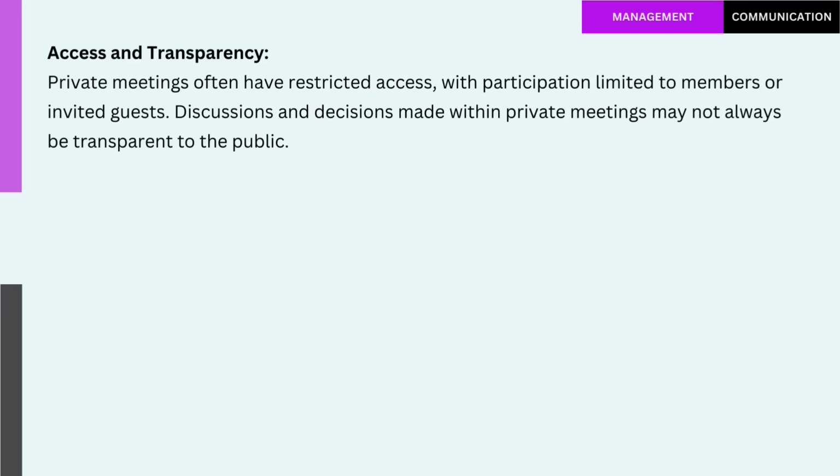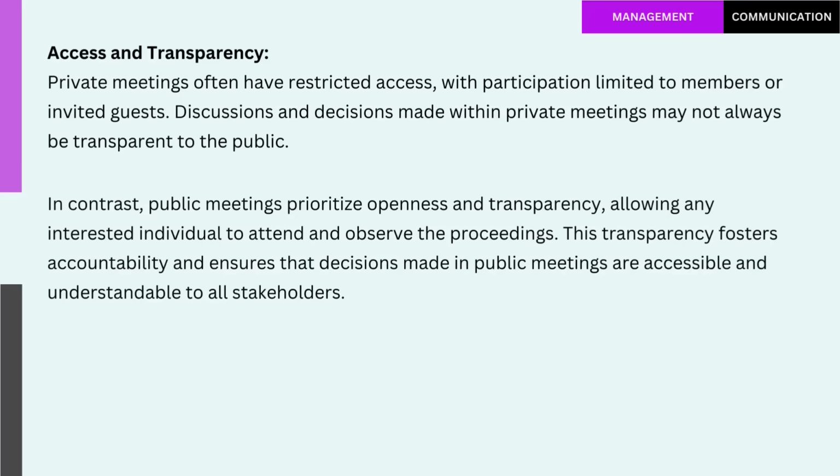3. Access and transparency. Private meetings often have restricted access, with participation limited to members or invited guests. Discussions and decisions made within private meetings may not always be transparent to the public. In contrast, public meetings prioritize openness and transparency, allowing any interested individual to attend and observe the proceedings. This transparency fosters accountability and ensures that decisions made in public meetings are accessible and understandable to all stakeholders.